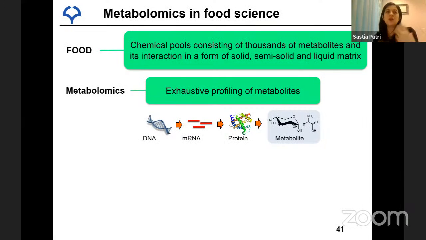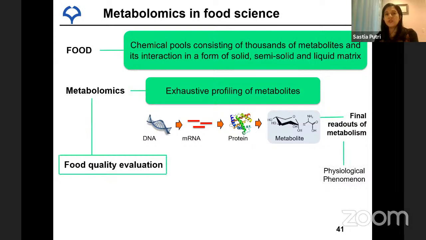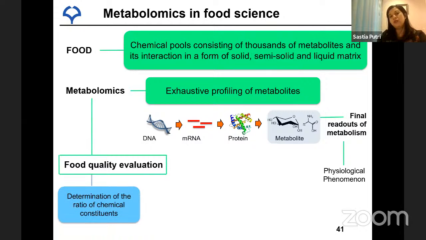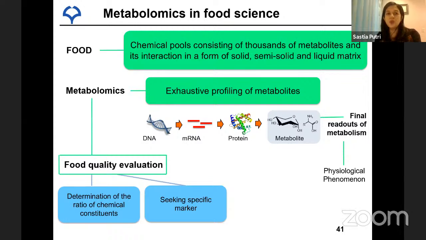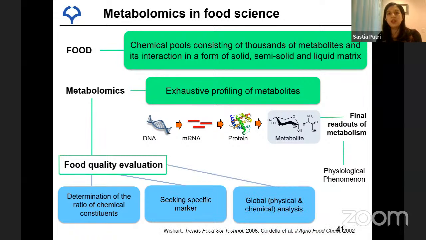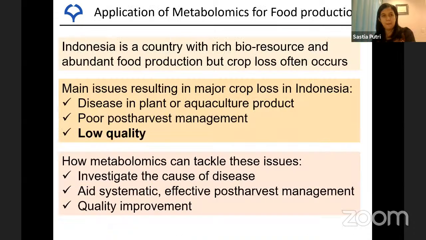And we know that metabolomics is a comprehensive or exhaustive profiling of these metabolites, and it's the final readout of metabolism. And so it's very highly correlated with physiological phenomena. So when we try to do food quality evaluation using metabolomics, we could do so by determining the ratio of chemical constituents. We could also use metabolomics to seek a specific marker related to a particular physiological phenomenon. And then we could also do a global analysis of these foods in order for us to understand the differences of metabolites present in a variety of food samples.